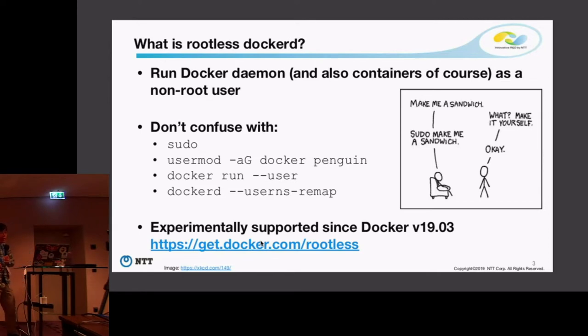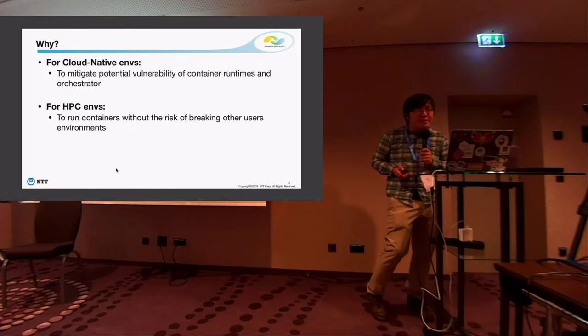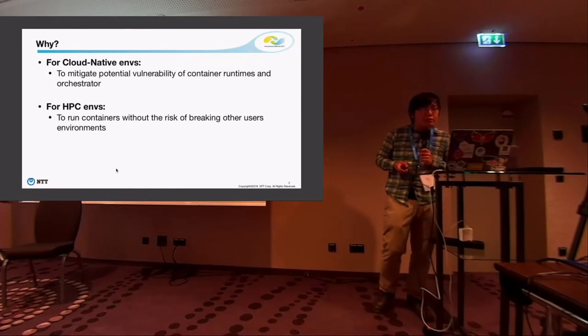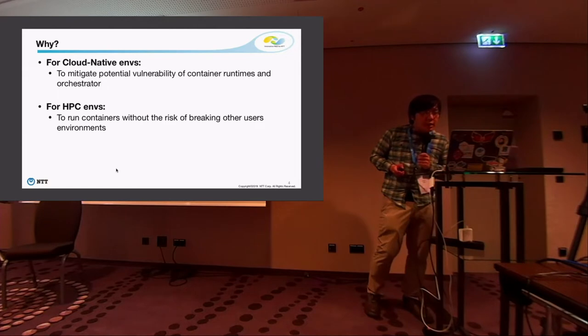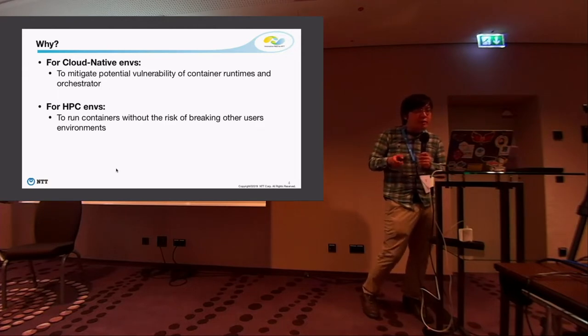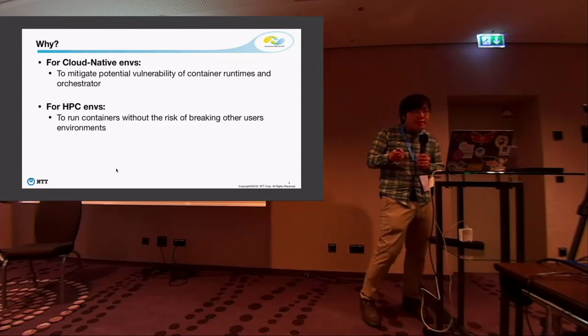Rootless dockerd has been available in Docker since version 19.03, and you can get the installer for rootless dockerd from get.docker.com/rootless. The original motivation of rootless mode was for cloud native environments rather than HPC environments. The initial motivation was to mitigate potential vulnerabilities of container runtimes, I mean Docker, and also orchestrators such as Kubernetes. But it turned out to be useful for HPC environments as well, because in HPC environments, users want to install software without asking the admins, and admins don't want to break other users' environments.